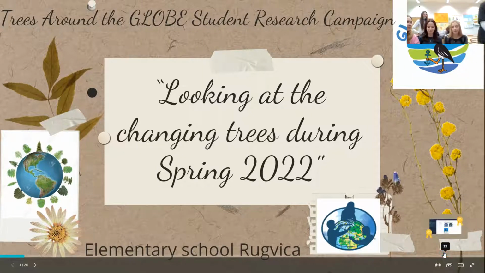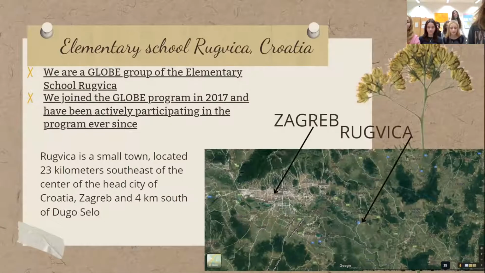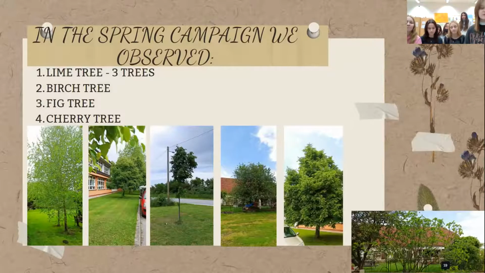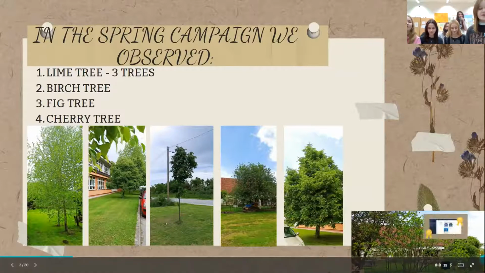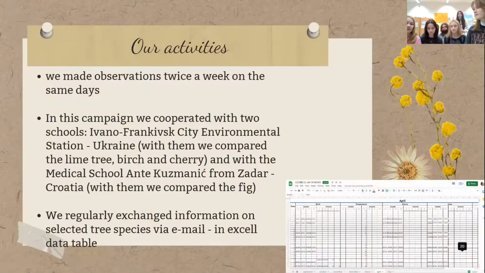We joined the GLOBE program in 2017 and have been actively participating in the program ever since. As you can see on the attached map, Rubrica is a small town located 23 kilometers southeast of the center of the capital city of Croatia, Zagreb, and 4 kilometers south of Dugo. During last spring campaign, we observed the following types of trees that you can see in the photos: lime, fig, cherry, and birch. We made observations twice a week on the same days.